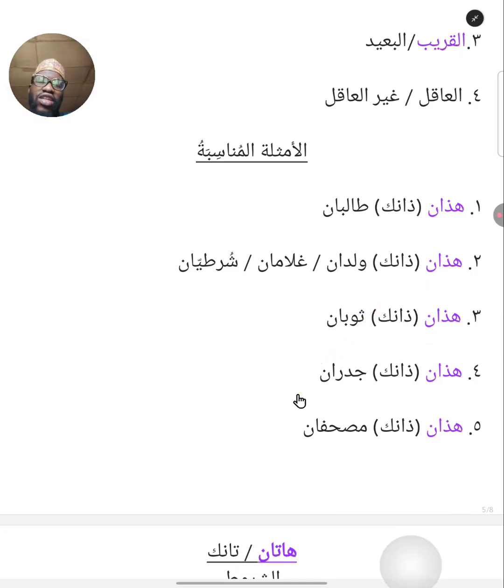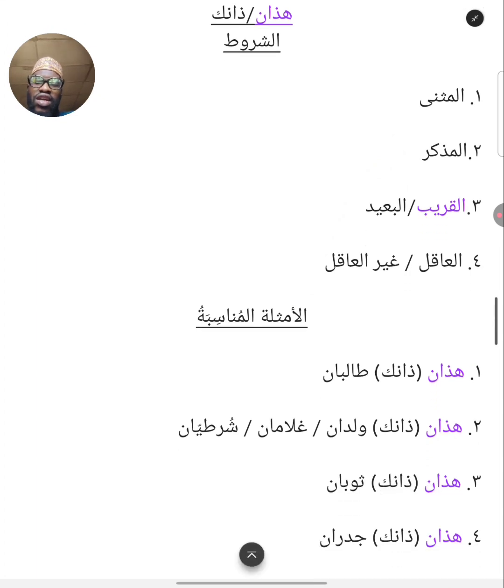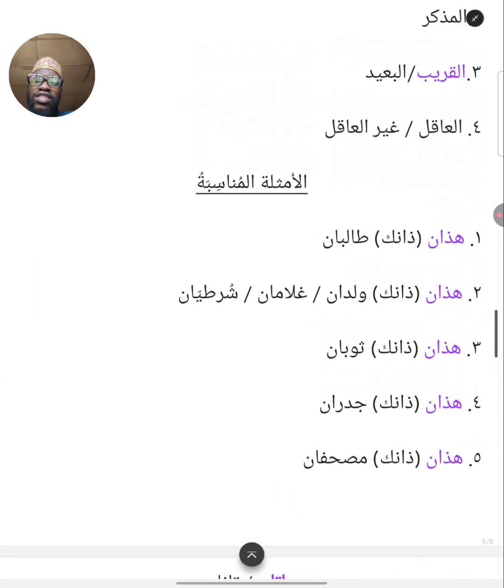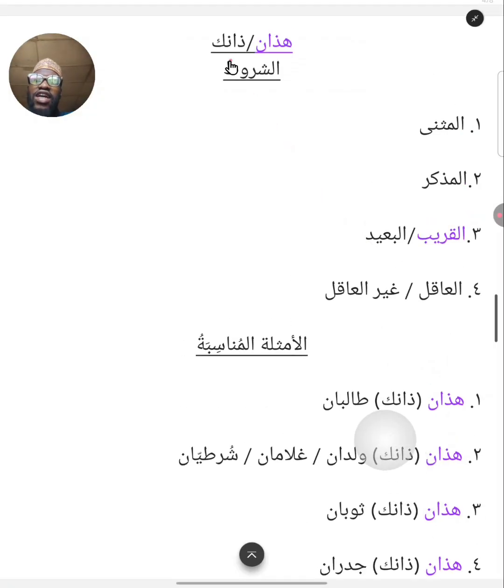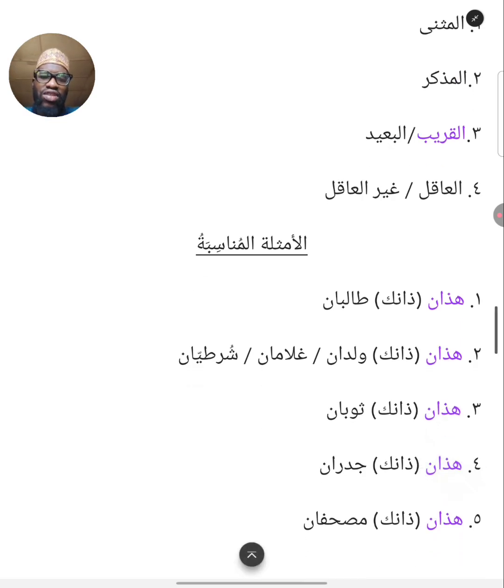So if you compare thawban, judran, jidaron, and mushafan with these conditions, you will notice that they all comply with the conditions. So that is that about hazan and zanika. So we now have another form of this, such that the only difference between this and the next one that we'll be exploring now is just what? Is just this al-muzakkar. There we have al-mu'annas instead of al-muzakkar.